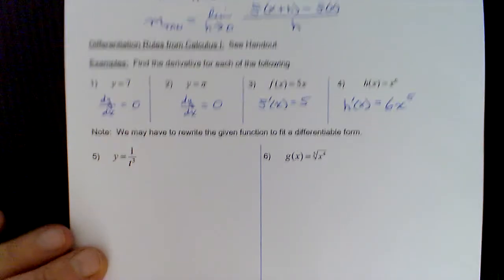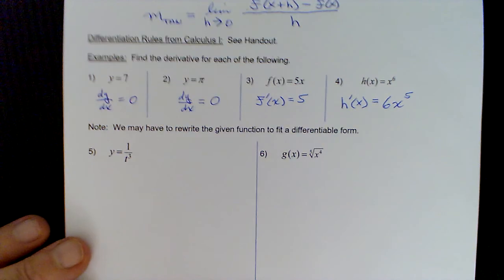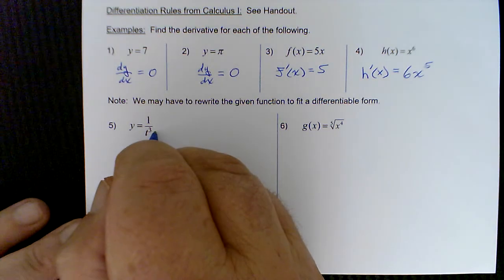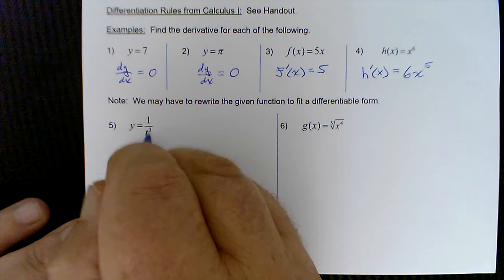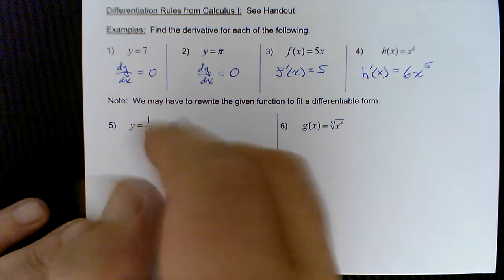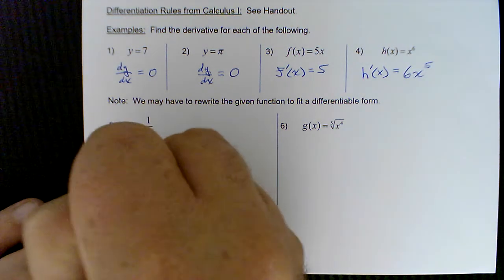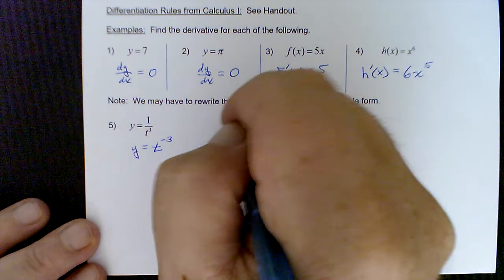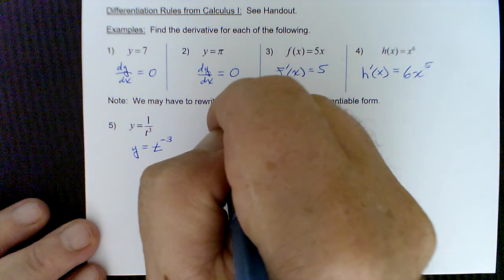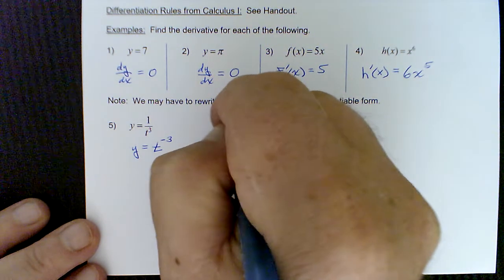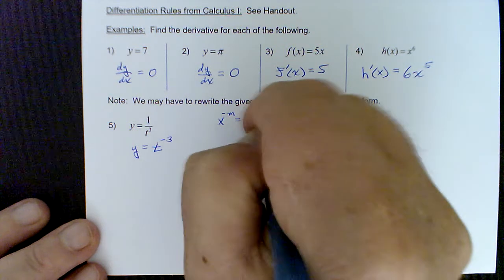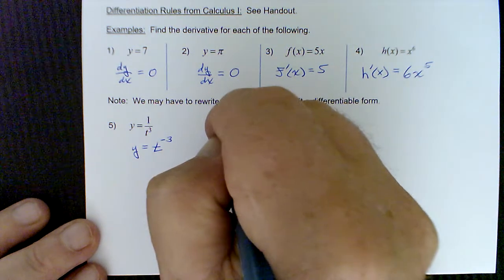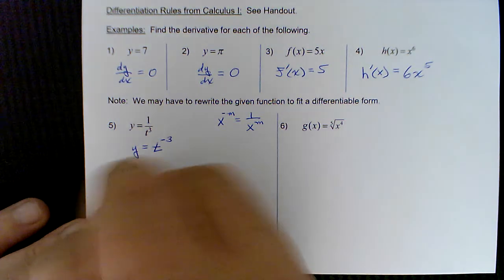Okay, there is a need to rewrite on occasion to fit a differentiable form. Notice this is not of the form x to the n. It's 1 over, or in this case t to the n, but we need to rewrite it using our negative exponent rule as t to the negative third. So the algebraic rule is that x to the negative m is equal to 1 over x to the m. So that's the algebra rule that we used here.